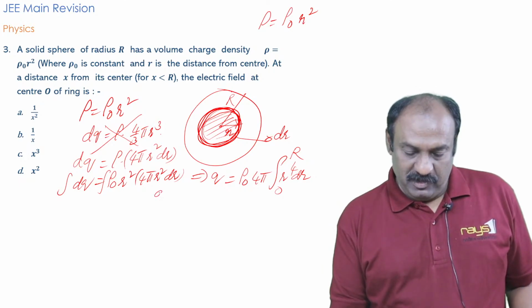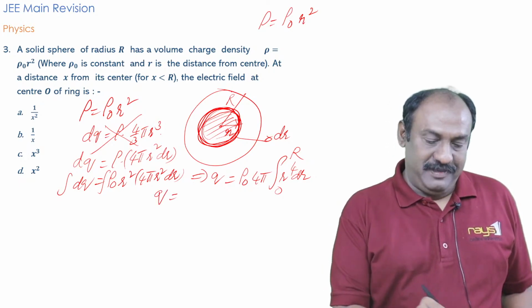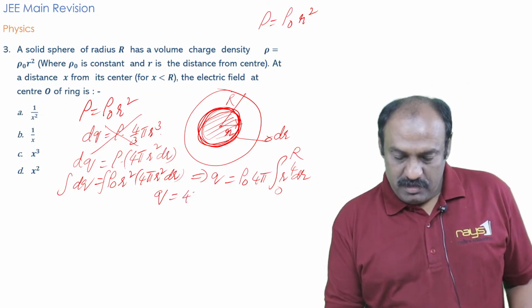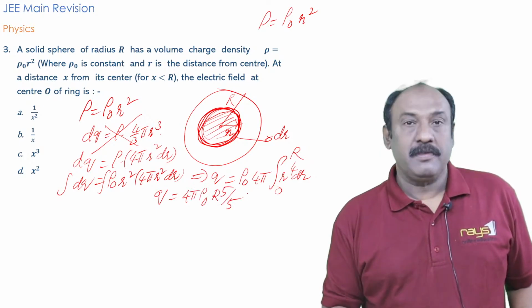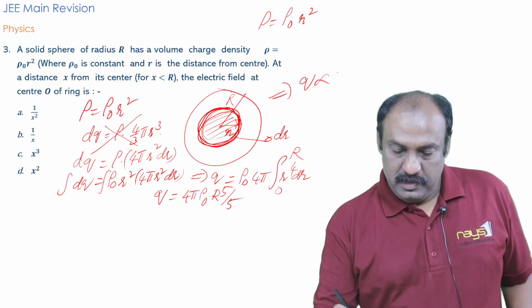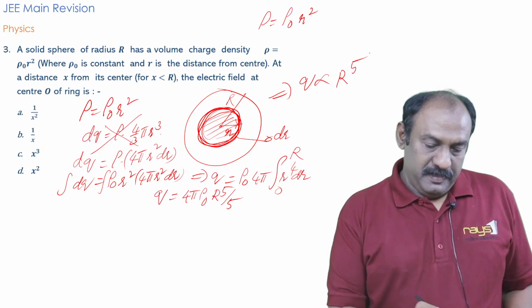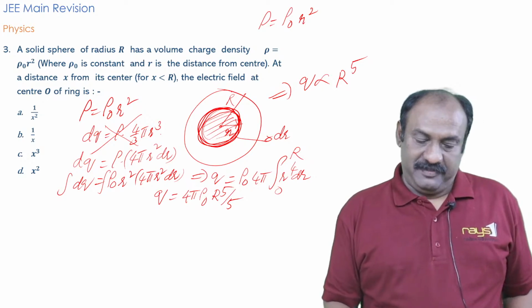So from this, charge contained in the sphere imagined inside of the solid sphere of radius capital R is q equal to 4 pi rho naught into r power 5 by 5. So here charge is directly proportional to r to the power 5. Now what we want? Electric field at a distance.